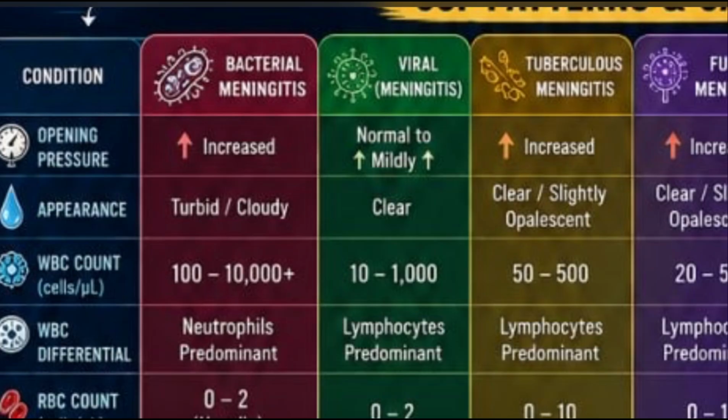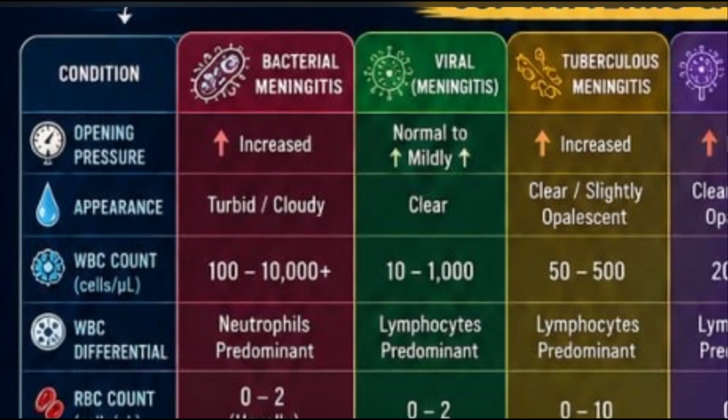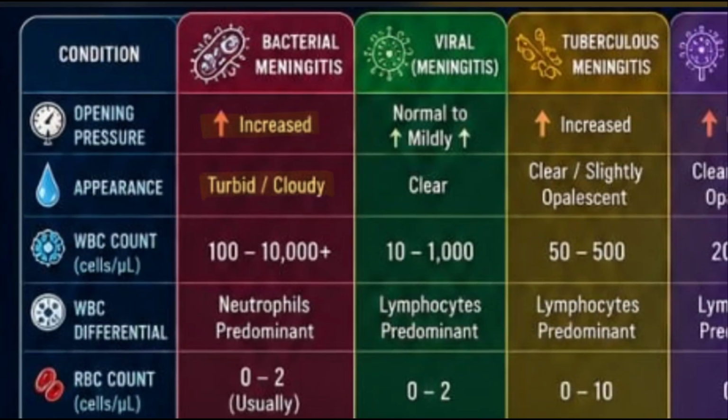So if we are suspecting bacterial meningitis, in CSF reports we can see the opening pressure will increase. In a normal case, the opening pressure will be 60 to 180 mmH2O, but in bacterial meningitis the opening pressure will increase. And the appearance you can see is turbid and cloudy. If you see any CSF that is turbid and cloudy, you can suspect the patient has bacterial meningitis.